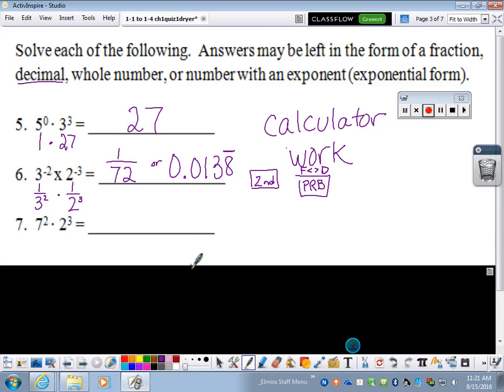The next one, we're just typing it in. So 7 squared times 2 caret 3 is 392. Just typing it in.